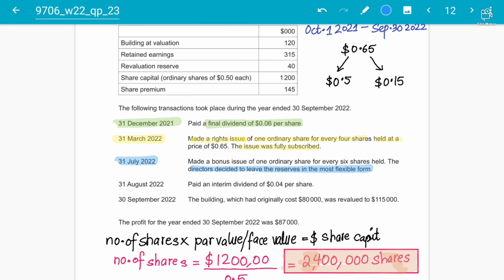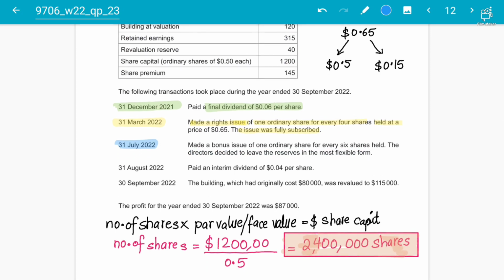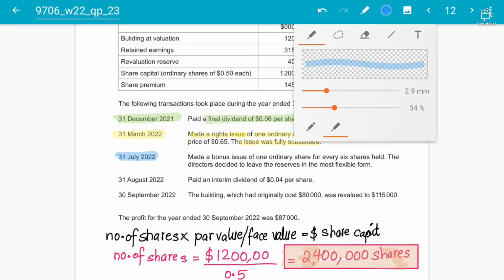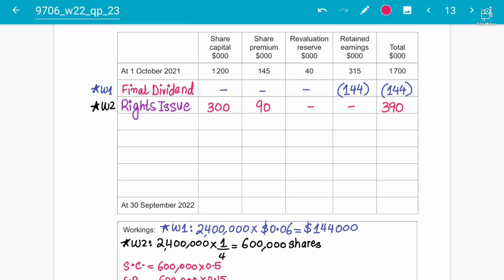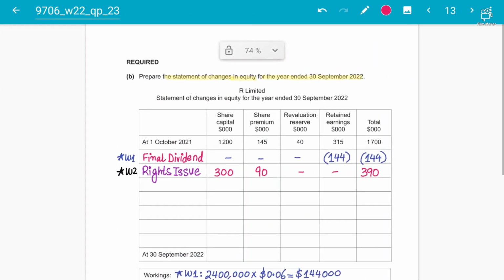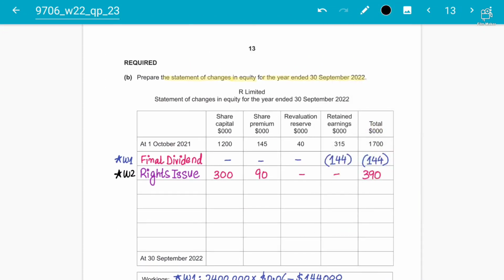Okay, so let's work it out. But before doing the 31st July 2022 adjustment, you need to understand what the number of shares were. Okay students, so let's do it here at the top. That's at the start, that is October 1st, 2021, the shares were 2.4 million.